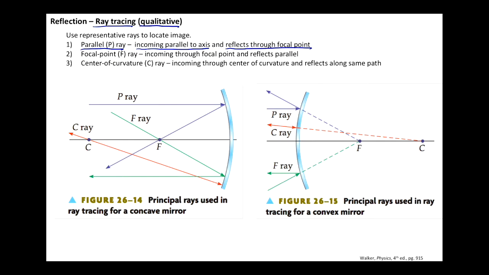3 different light rays that we're going to use to analyze how convex and concave spherical mirrors create images. Does anybody have any questions? No? Still good? Okay then.